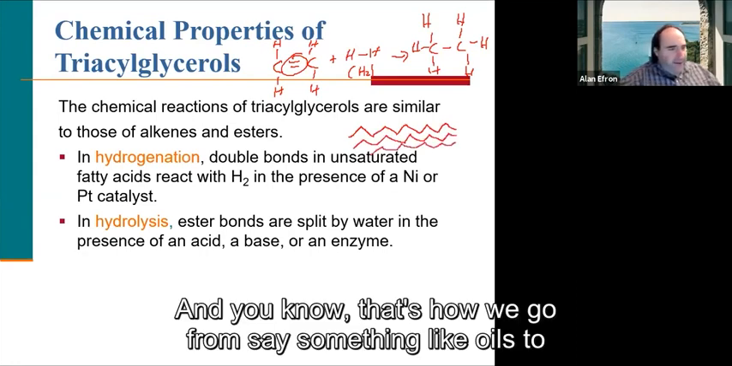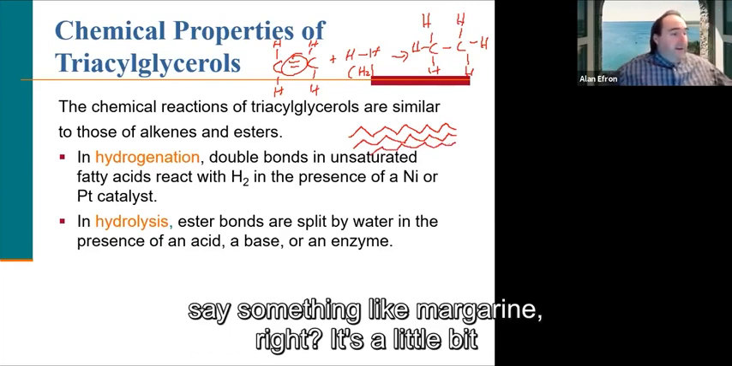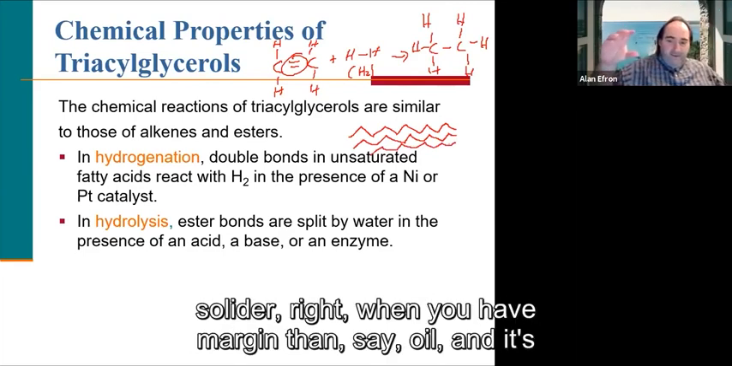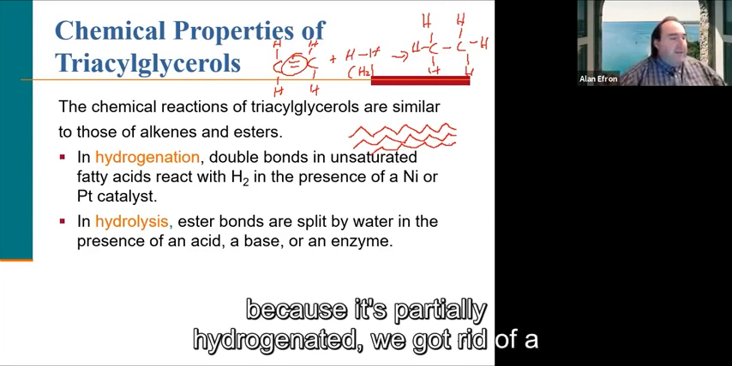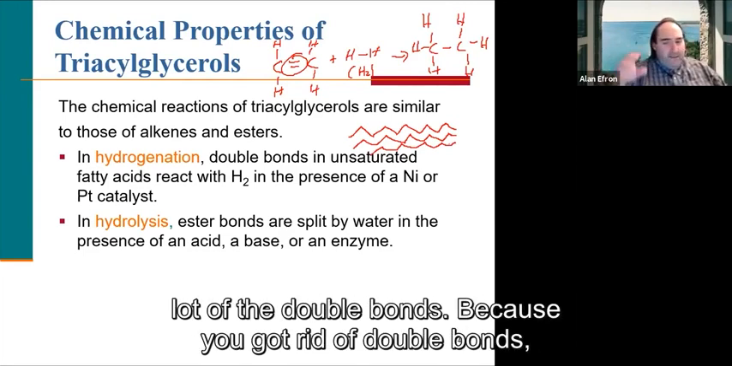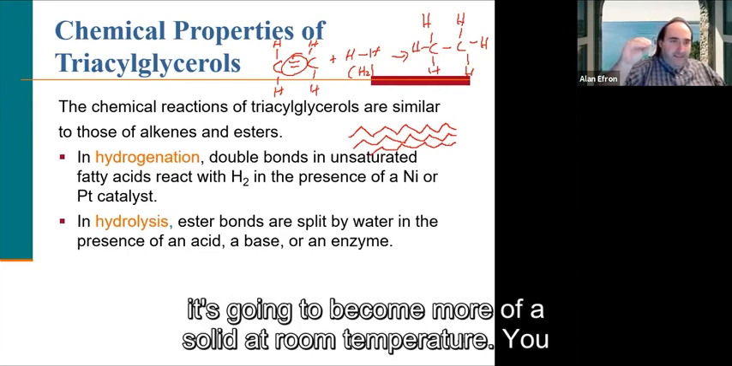And that's how we go from, say, something like oils to something like margarine, right? It's a little bit more solid when you have margarine than, say, oil. And it's because it's partially hydrogenated. We got rid of a lot of the double bonds. Because you got rid of double bonds, it's going to become more of a solid at room temperature.